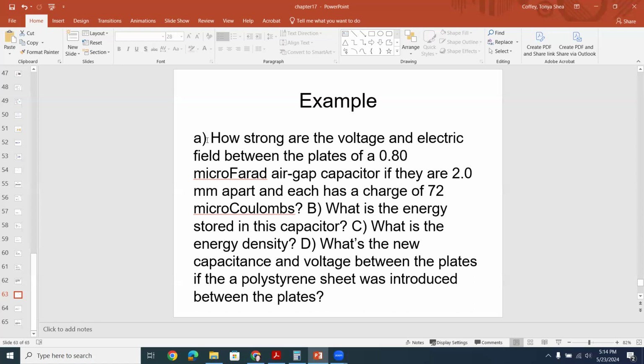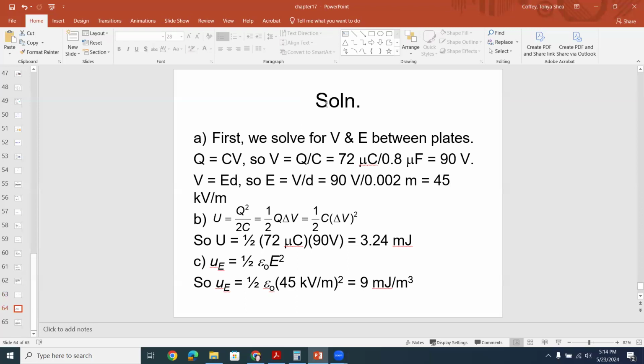Okay, so let's do part A first. How strong are the voltage and the electric field between the plates of a 0.8 microfarad air gap capacitor, 2 millimeters apart, each with a charge of 72 microcoulombs? Okay, so first we're going to solve for the voltage and the electric field between the plates. We know that the equation for capacitance is Q is equal to CV. Okay, so if we rearrange that, V is equal to Q over C.